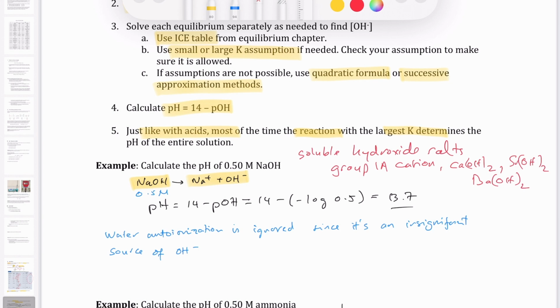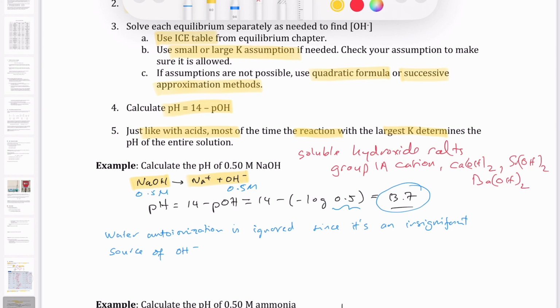Your salt is half a molar, so your ion has to also be half a molar by the time the dissociation is complete. So then all you need to do is just take the pOH, which is the negative log of 0.5, subtract that value from 14 to get the pH value of 13.7 for half a molar NaOH.